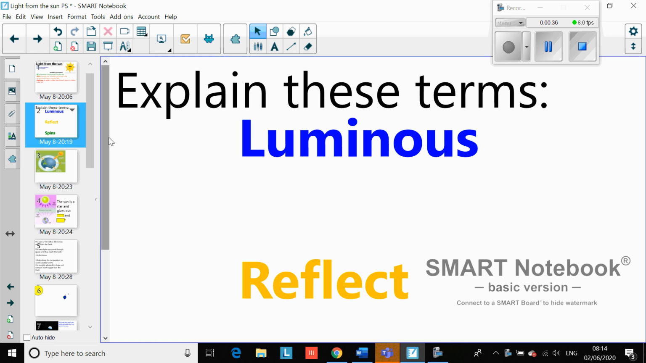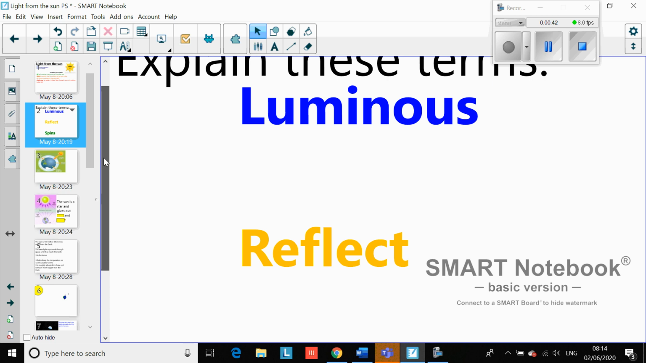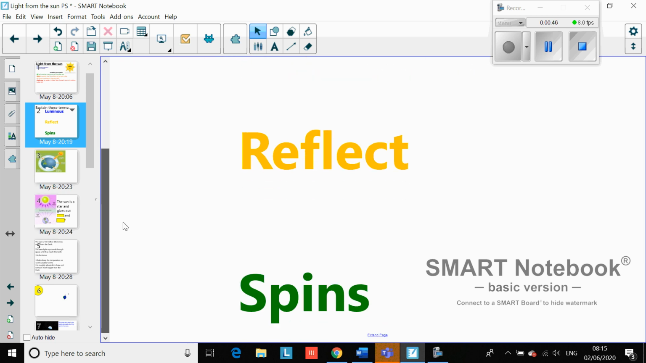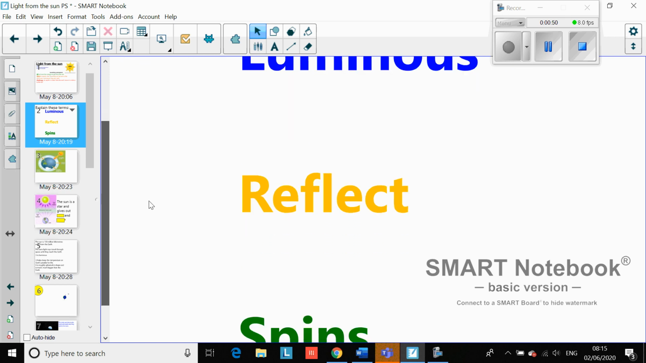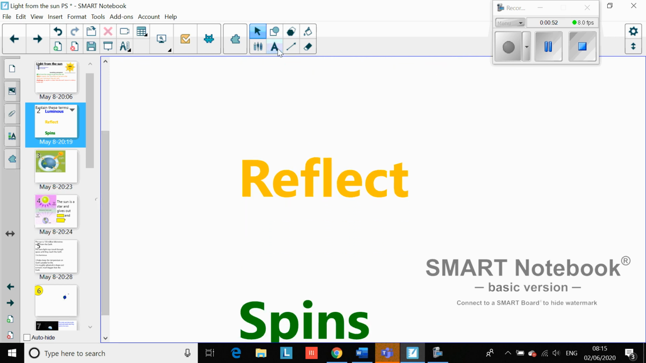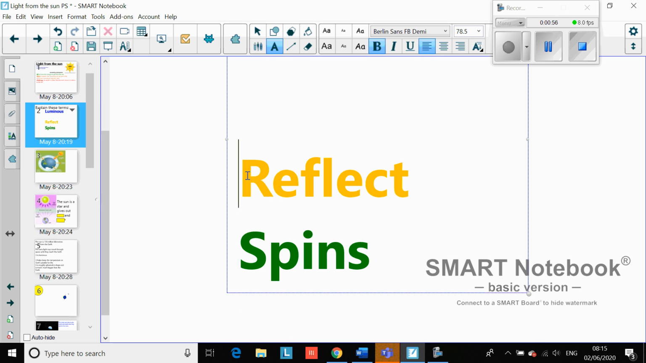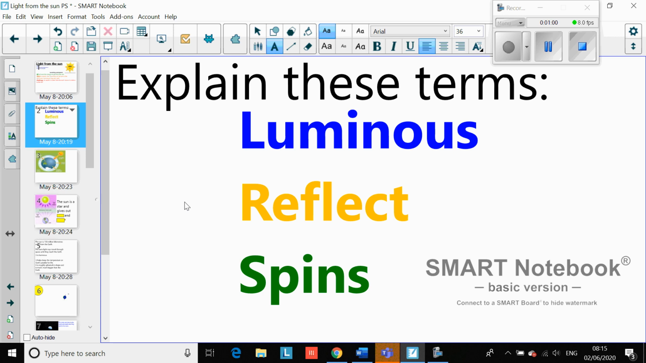Firstly, I'd like you to explain these three words. I'd like you to write these down in your book and try and come up with definitions for their meaning. So you've got luminous, reflect, and spins. Let me just put those all together. Right, so luminous, reflect, and spin.